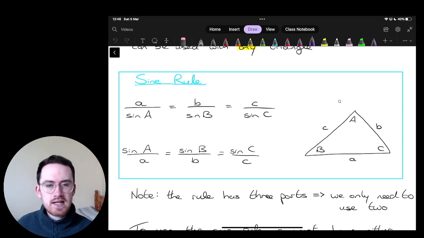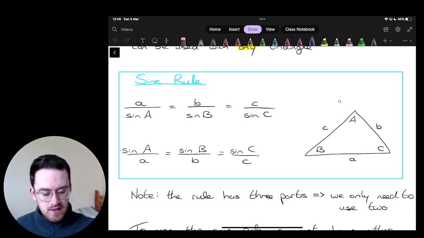So the sine rule is the rule you can see here. So a over sine A is equal to b over sine B is equal to c over sine C. And within that rule, side a is the one opposite angle A, and similarly, side b is opposite angle B. The way that it's written here is the way that it's written in the log tables, so that's the way that you would see in an exam.